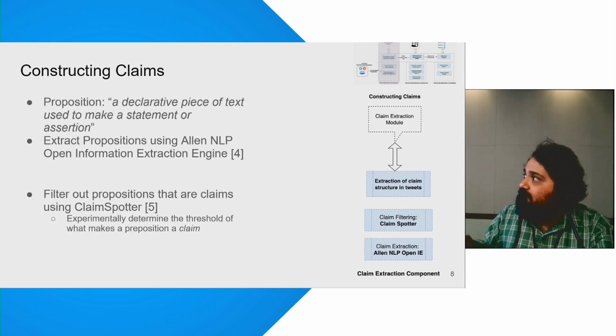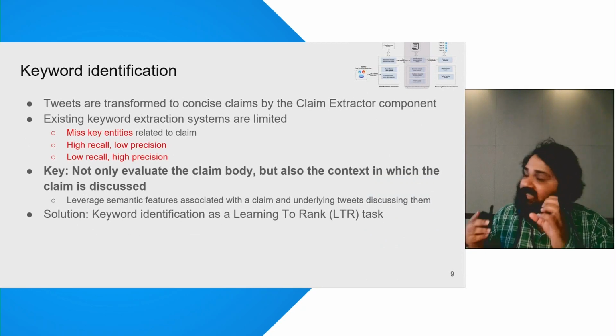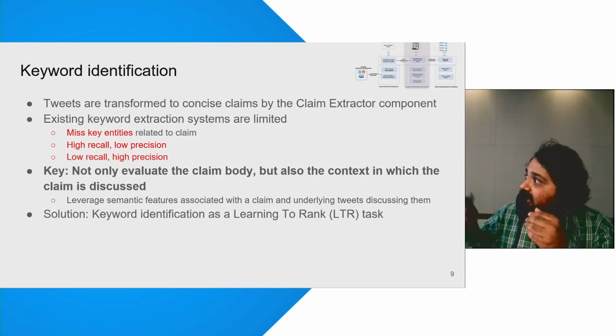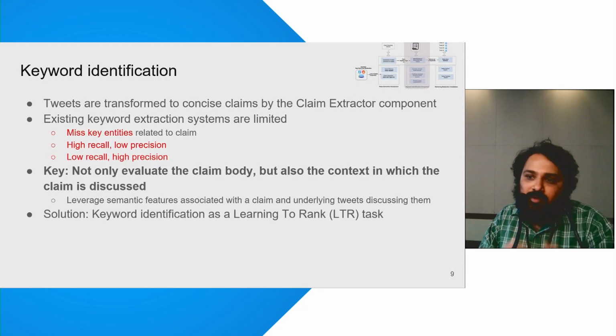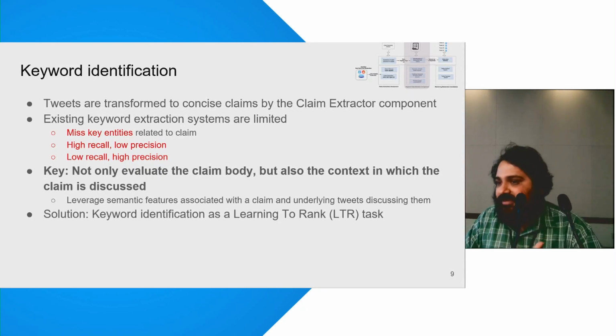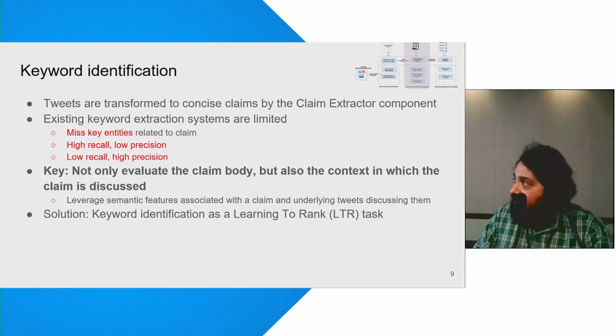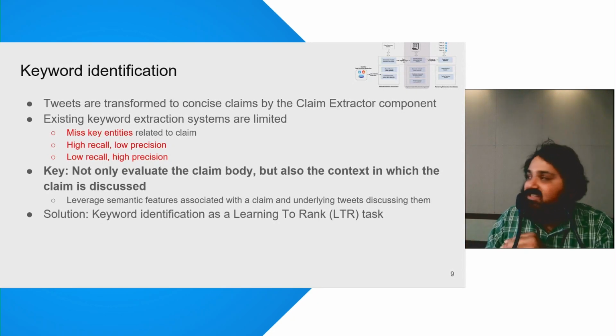So at this point, we have reduced the tweets into these pieces of claims that can be traced in the wild. For that, the next natural step was that we tested some keyword extraction-based methods to extract keywords from the claims, but we found limitations in these methods, such as missing key entities related to the claim. They have either very high precision and low recall, or very low precision and high recall.